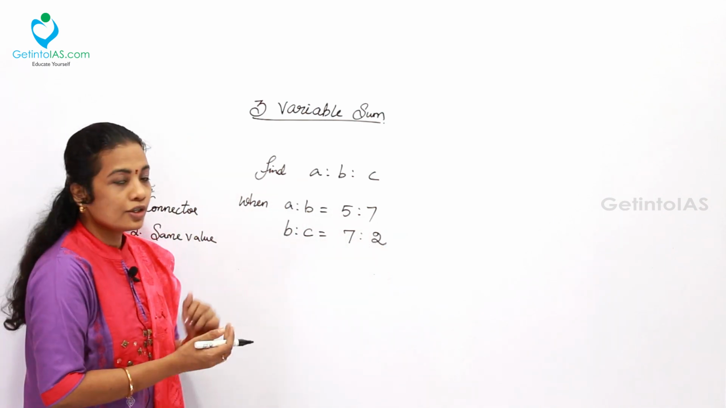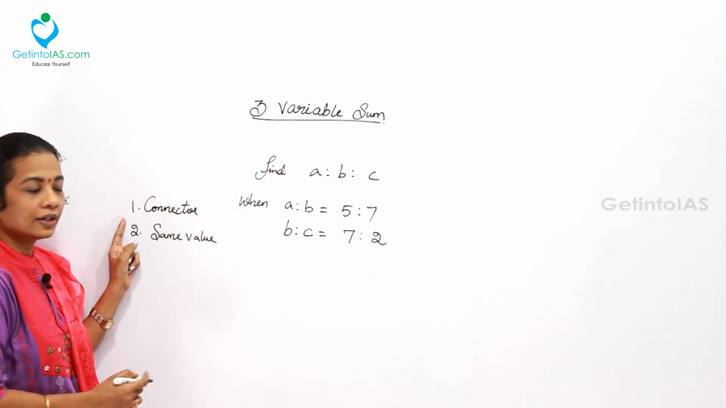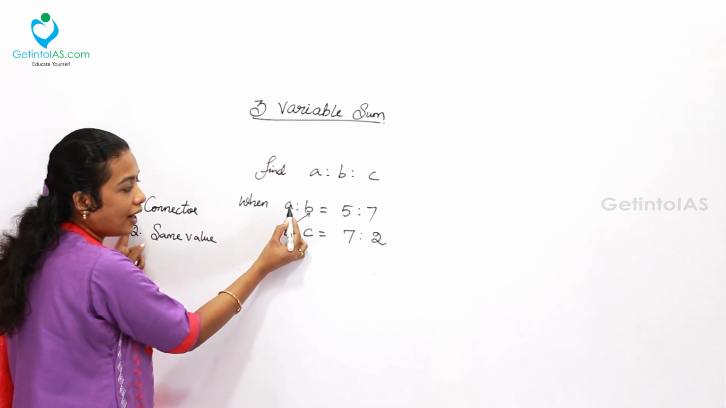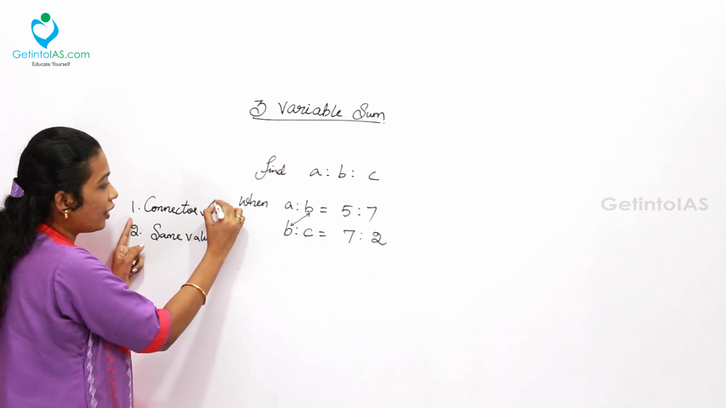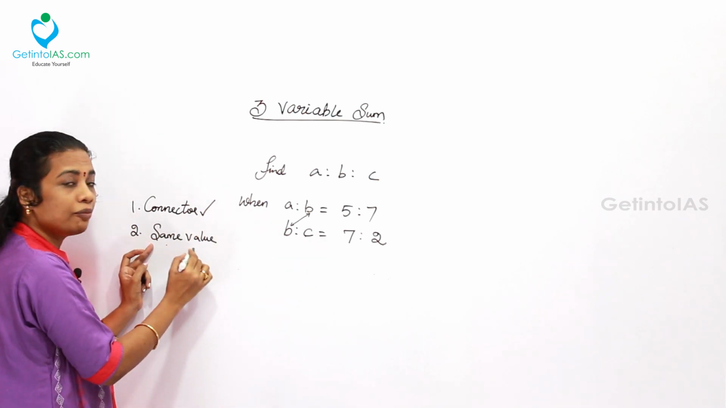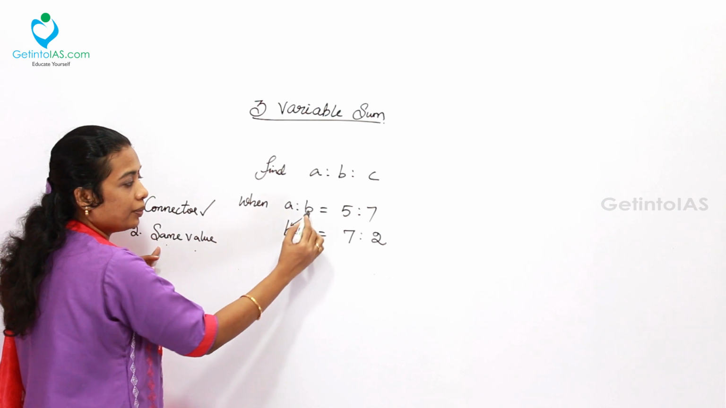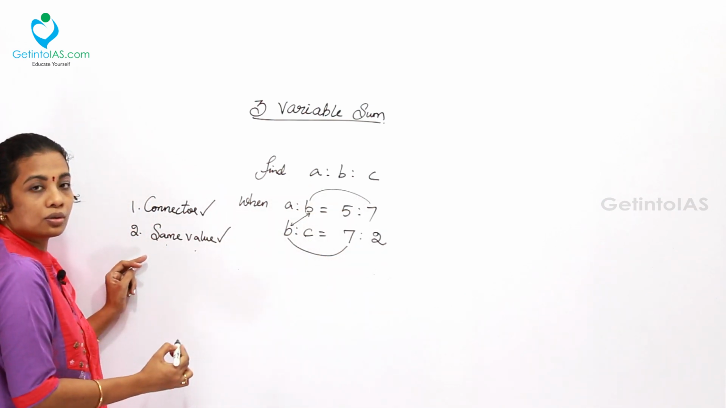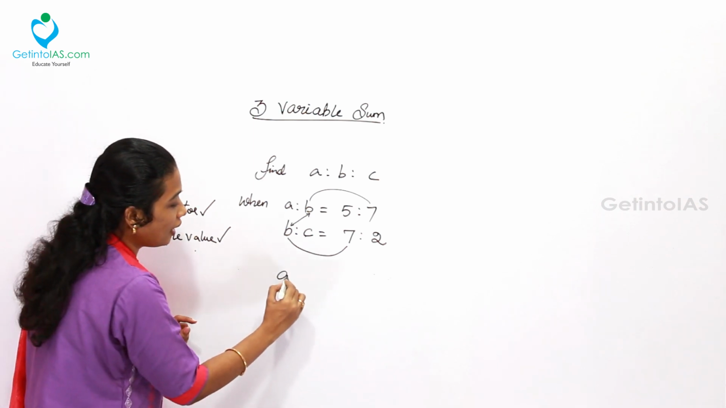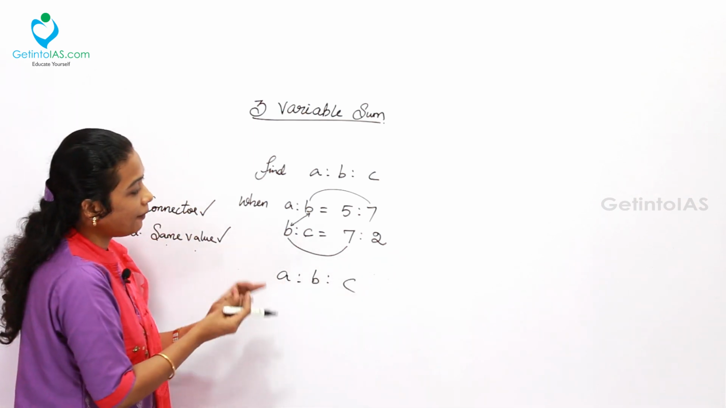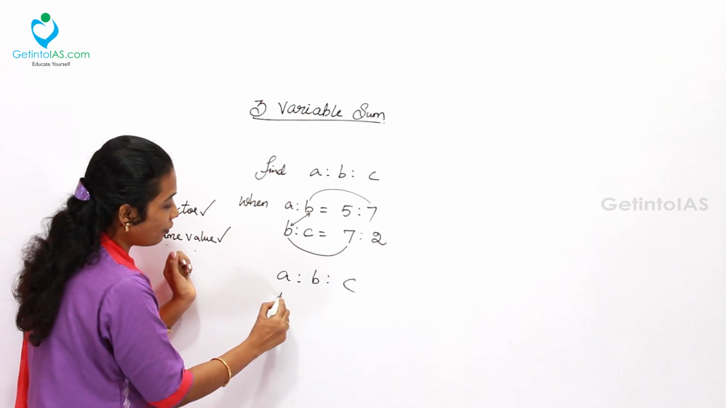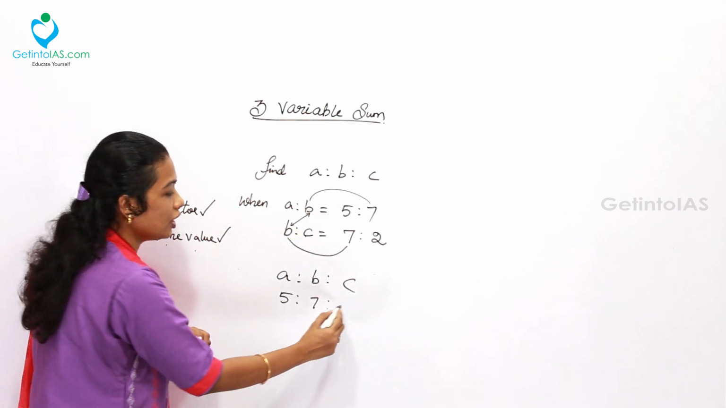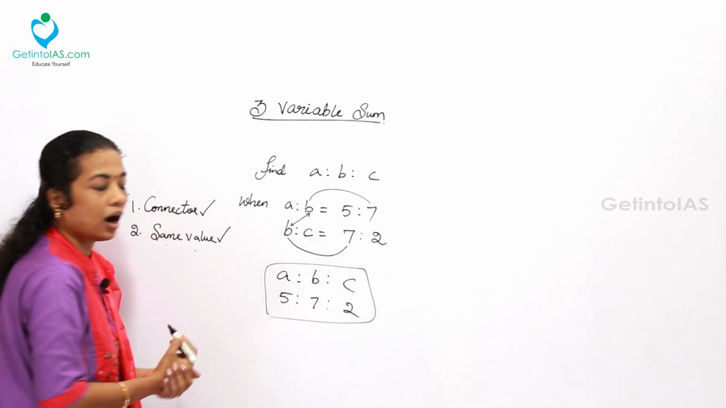Now, can you find A is to B is to C? First condition, connector. Where is the connector? B is the connector between A and C. Satisfied, connector is there? Yes. Same value, whether same value for the connector, B is equal to 7 here, also B is equal to 7. The second condition is also satisfied. Now simply we can say A is to B is to C. Pick up the value of A, that is 5. What is the value for B? 7. What is the value for C? 2. And that is the answer.